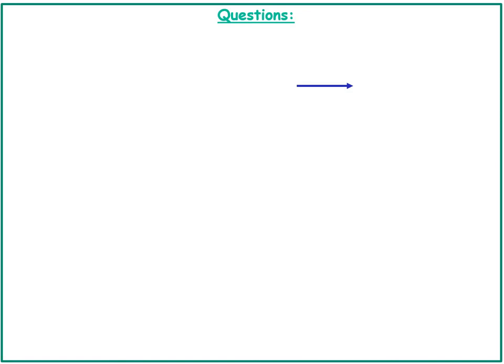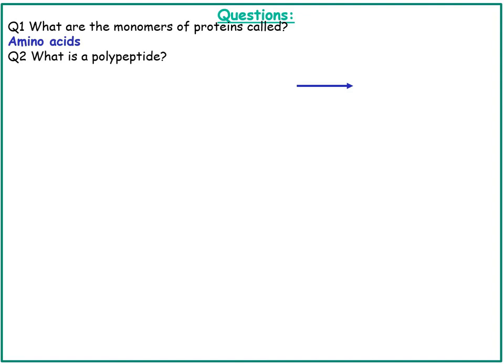So let's do a few practice questions. First one, what are the monomers of proteins called? The monomers, individual units, are called amino acids. What is a polypeptide? It is a chain of more than 2 amino acids joined together via condensation reactions.